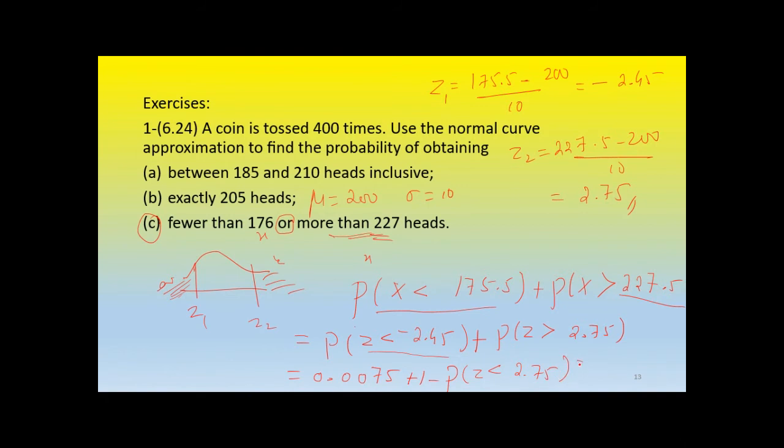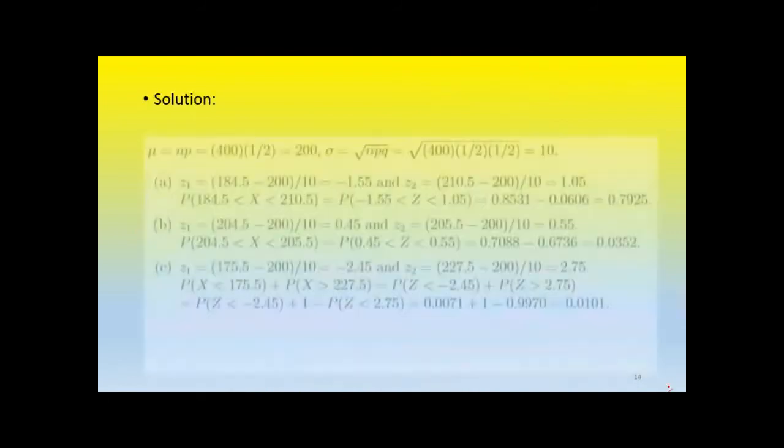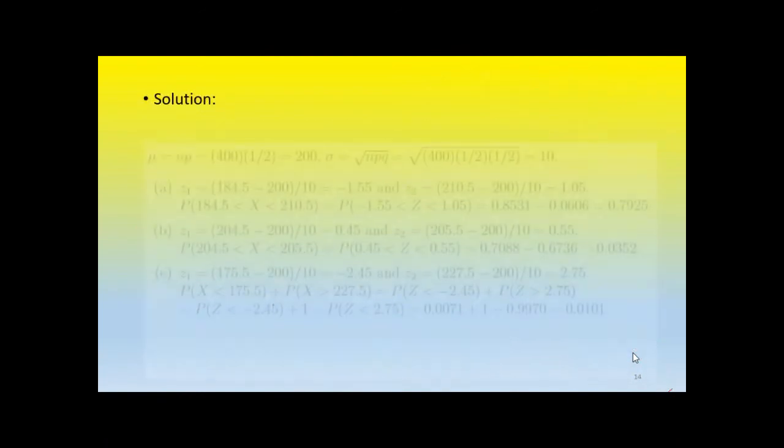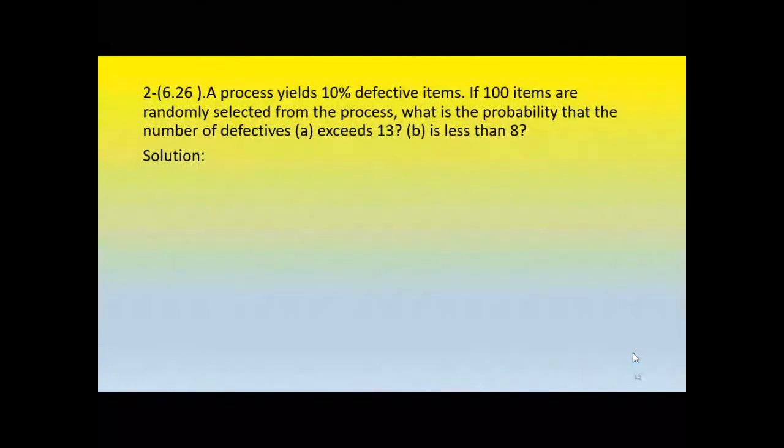Okay, right here the first one is 0.0075 plus 1 minus this area, which can be found to the left of z from the table. It is 0.70. So when you operate all these three terms, you get the final answer as 0.0101. That's the end of case C. All the results are here in the PowerPoint. You can go ahead to the next problem.